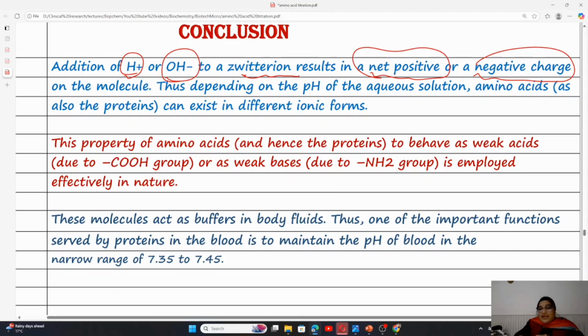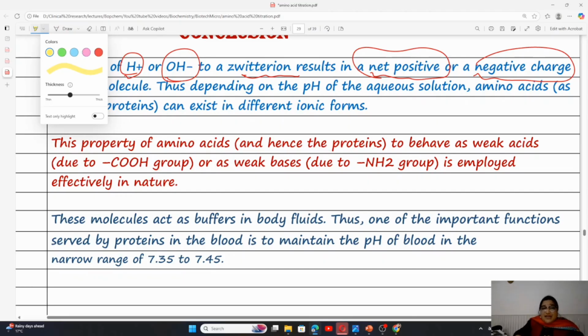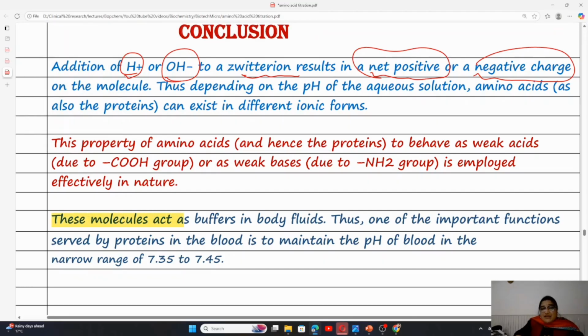So it is employed effectively in nature. Why are we studying the titration? Because these molecules act as buffers in the body fluid. One of the important functions served by the proteins in the blood is to maintain the pH of the blood, which is within the narrow range of 7.35 to 7.45.